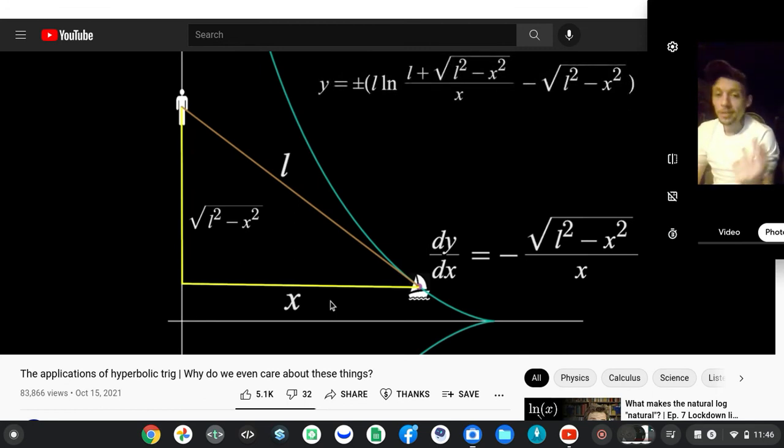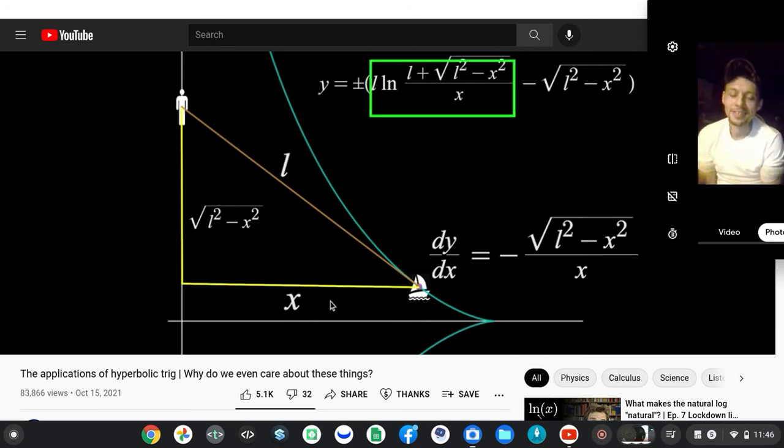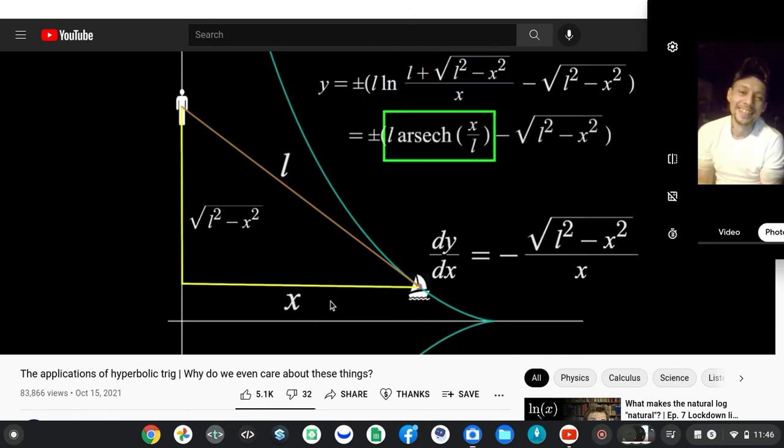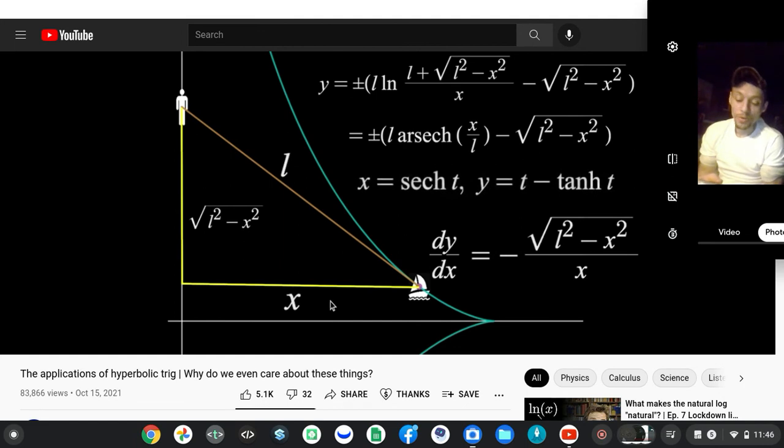Now hyperbolic trig comes in, because this first term can easily be written in terms of the inverse of hyperbolic secant. We can also parameterize the equation, and if we do so, both the x and y coordinates can be functions of time that involve the regular hyperbolic functions.